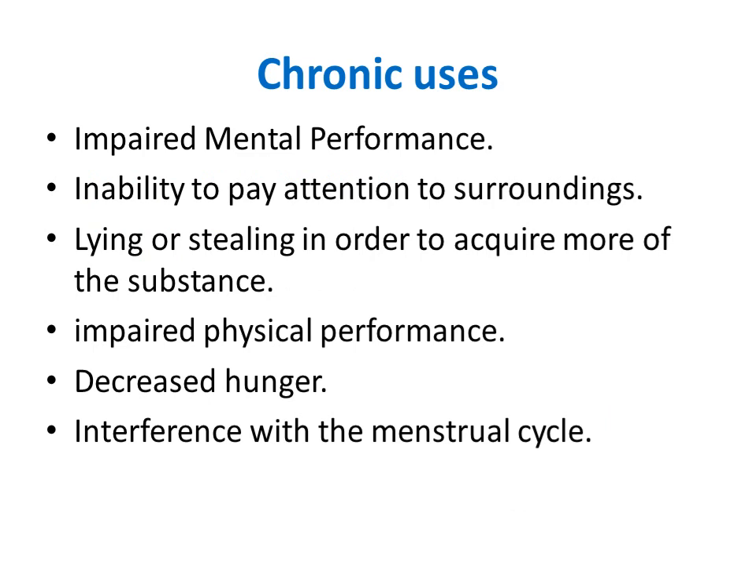The chronic user of morphine will suffer from impaired mental performance and inability to pay attention to surroundings. They will have lying or stealing behavior in order to buy or acquire more morphine. They have impaired physical performance, decreased appetite and hunger, and subsequently decreased weight, and interference with the menstrual cycle in females. This is the effect on people addicted to opium, sorry, morphine, or opium in general.